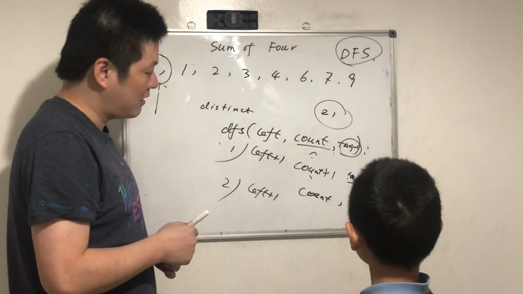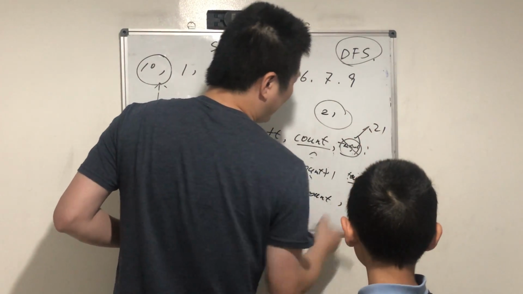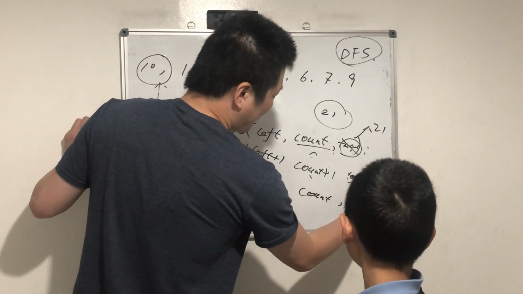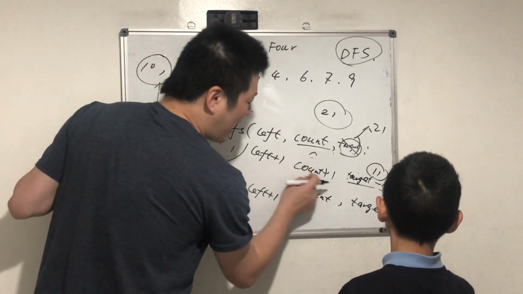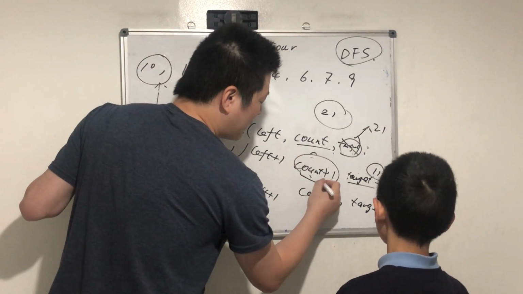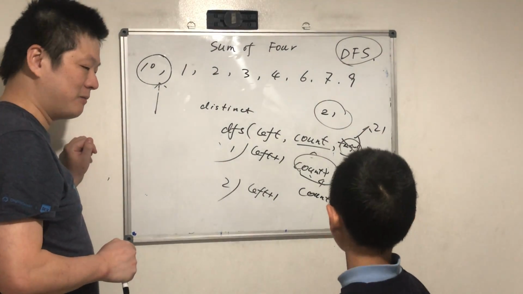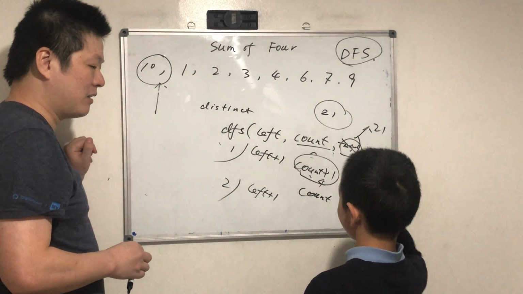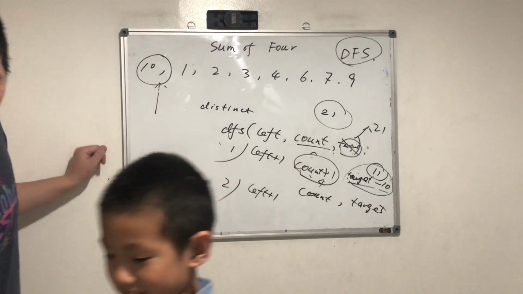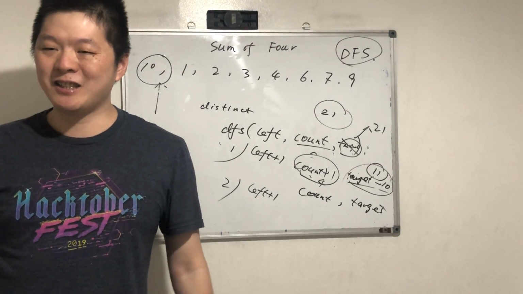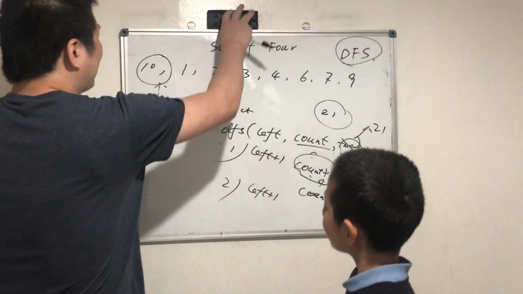Remember, we want to pick 21. At the beginning, it's 21, right? And then if we pick 10, with 21 minus 10, we have a remaining 11 to pick, right? If count equals 4, if we already picked 4 numbers, but the remaining is not 0, it means you have to try again. That means false. If it's 0, it means true. We found the 4 numbers, right? So does it make sense? Okay, let's write it.